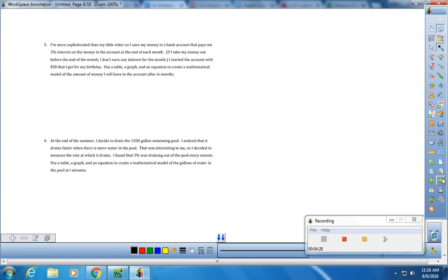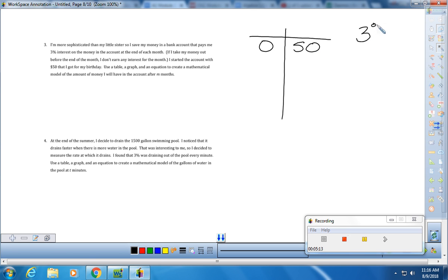I started the account with $50 that I got for my birthday. Use a table, a graph, and an equation to create a mathematical model for the amount of money I will have after n months, or m months. Well, this is going to be significantly harder. So we're going to start with $50 in our account. Now, what is 3%? 0.03. Hopefully you remember that. Well, how do I get 3% more than 50?